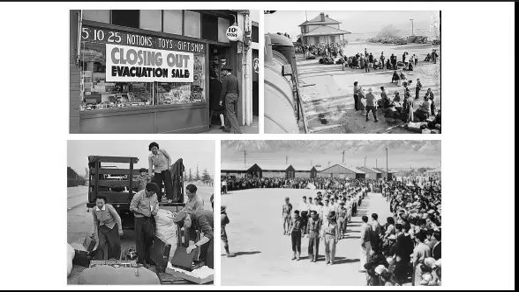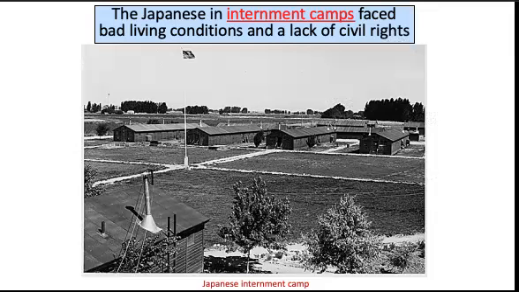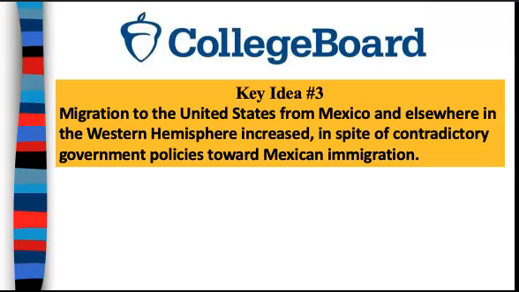In the case of Korematsu v. U.S. in 1944, the Supreme Court upheld the U.S. government's internment policy as justified during wartime. Now, the Japanese Americans in internment camps faced bad living conditions and a lack of civil rights. Years later, in 1988, the federal government agreed that the ruling in the Korematsu case was unjust and awarded financial compensation to those still alive who had been interned. Leading us to key idea number 3.